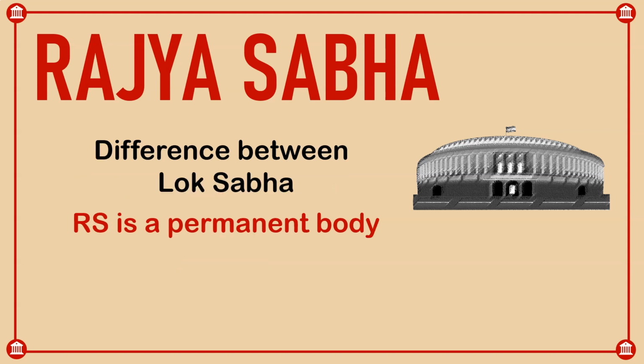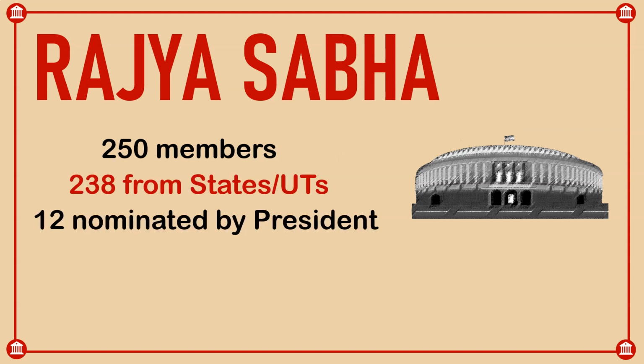And the difference between Rajya Sabha and Lok Sabha, other than the power sharing system, is that Rajya Sabha is a permanent body, whereas Lok Sabha is dissolved every 5 years. Every 5 years the Lok Sabha is dissolved and a new 545 members enter during the elections, whereas Rajya Sabha is a permanent body. There are 250 members, 238 are elected from the respective states and UTs, and up to 12 members are nominated by the president for their excellence and expertise in art, science, economics, sports, etc.